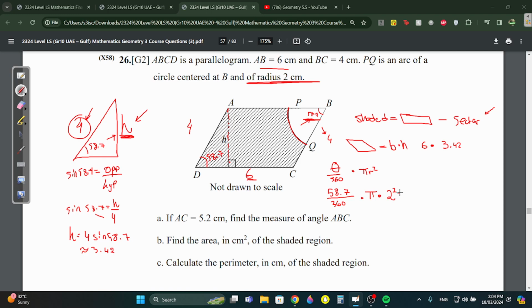You have to do this on a calculator. 58.7 over 360 times pi times 2 squared, you get 2.0490, which is 2.05. Okay, so 6 times 3.42, now we're going to subtract 2.05. Let's do it. In the end, it's going to be 6 times 3.42 minus 2.05. And you get 18.47. Let me check on this answer.